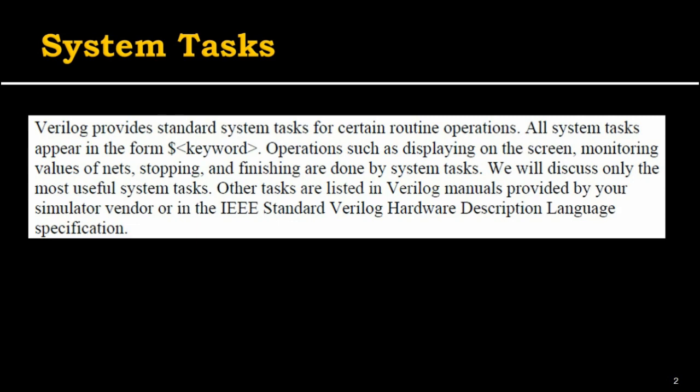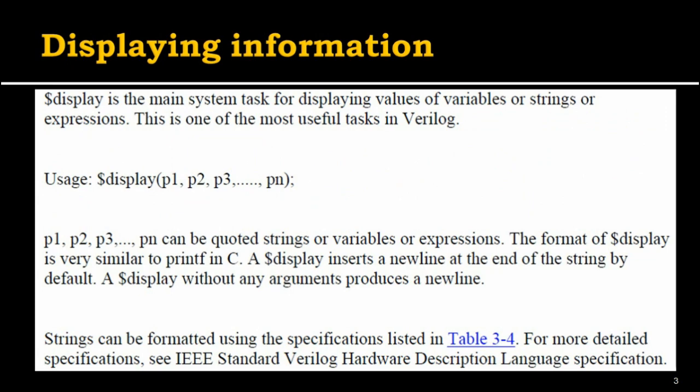In this session I am going to discuss the very important, mostly used system tasks. Many system tasks are available, but these four are very important and frequently used in Verilog programming. First one, displaying information. In C programming we use printf to display strings. In the same way, in Verilog programming, if we want to display anything, we can use the $display system task. $display is the main system task for displaying values of variables, strings or expressions. This is one of the most useful tasks in Verilog.